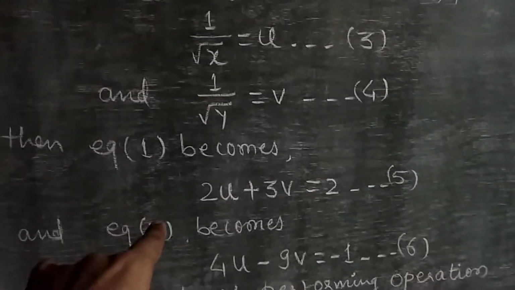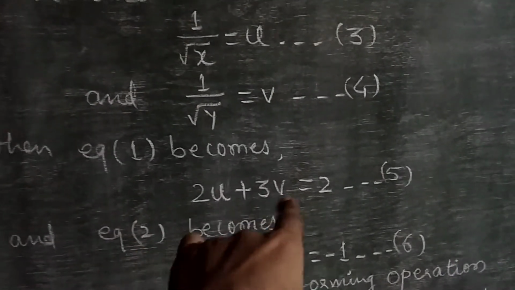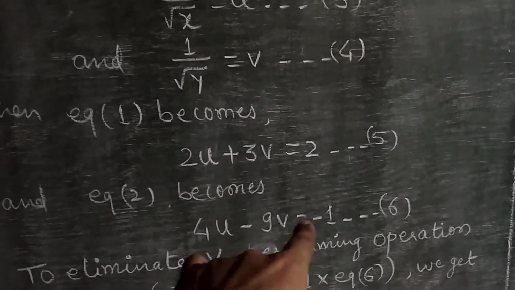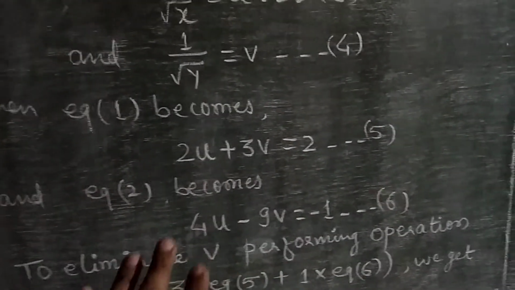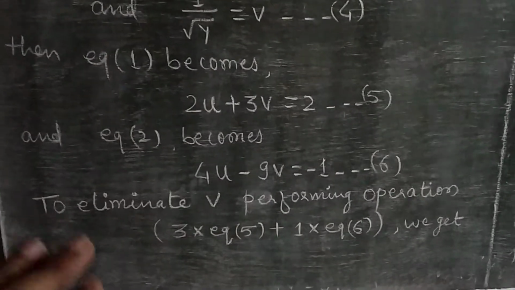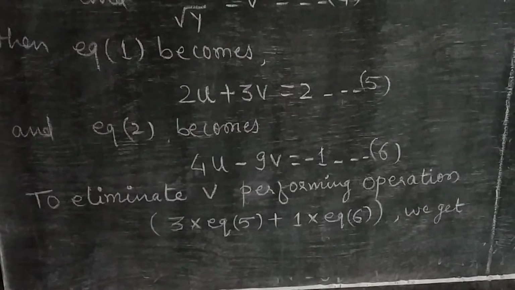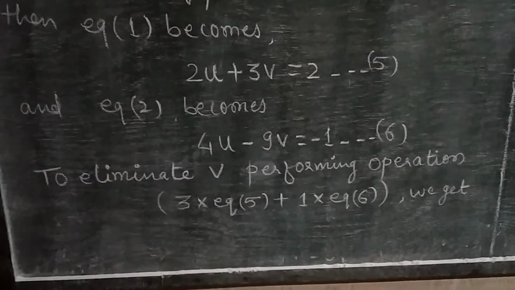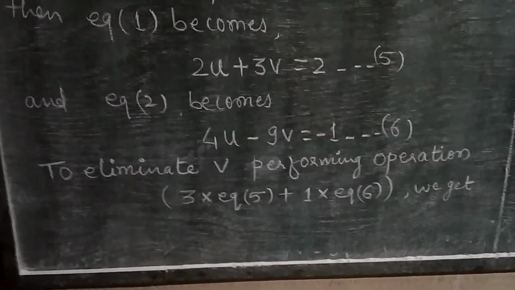Look here, equation 1 will become 2u plus 3v equal to 2, it is linear. Equation 2 will become 4u minus 9v equal to minus 1, it is also linear. Now you can apply any one method: either elimination, substitution or cross multiplication. I am applying the elimination method, and I wish to eliminate the variable v.